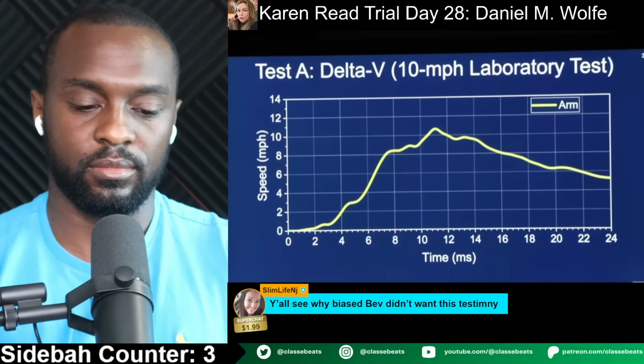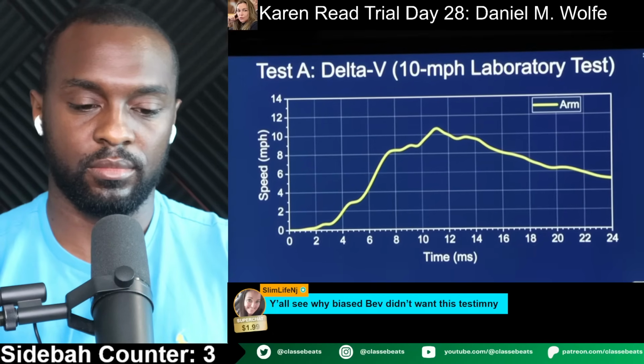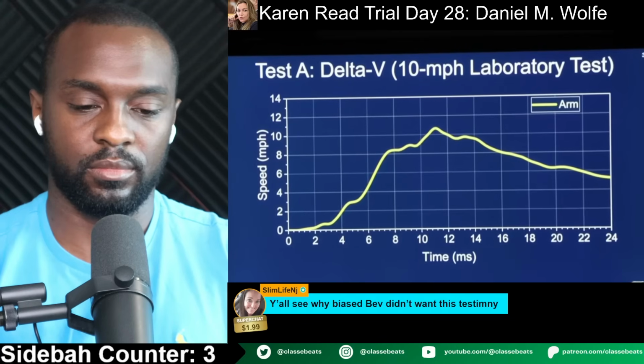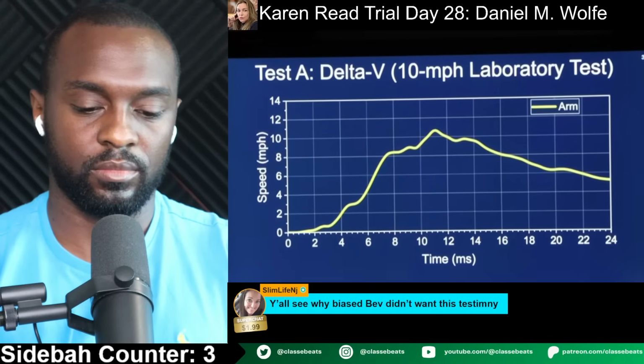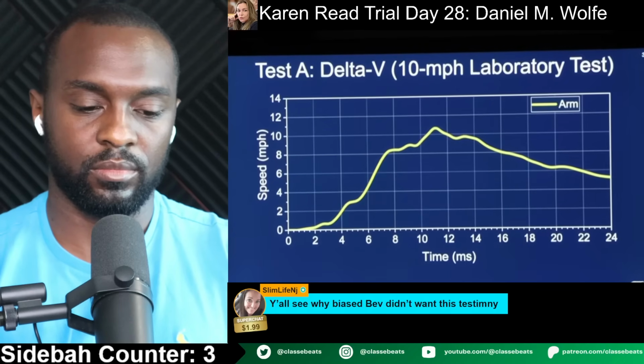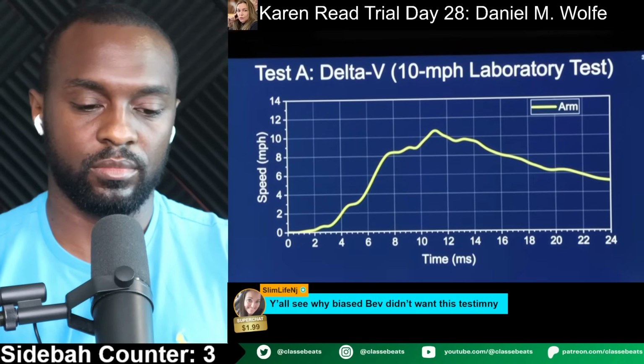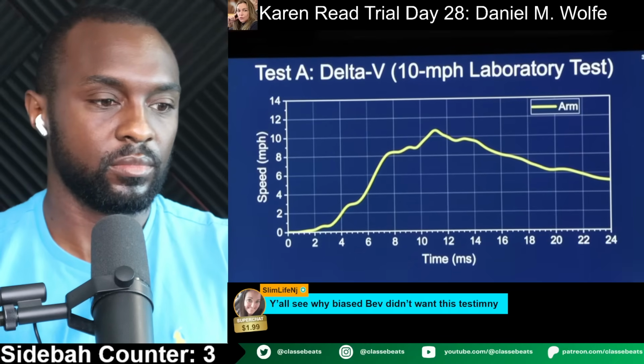Where does gravity play into this? What is the 131 Gs? Where's that force exerted? That is the acceleration that the arm experienced as a result of that impact. That's how quickly it was changing in speed. Understood. Let's go to the next slide.